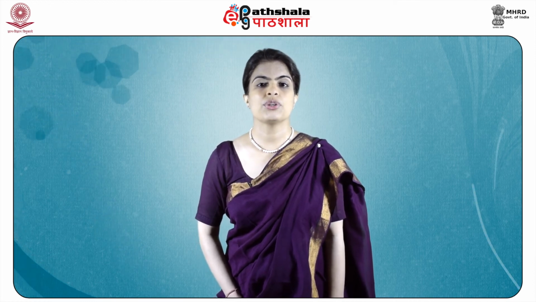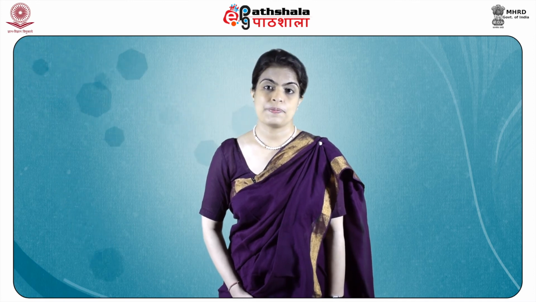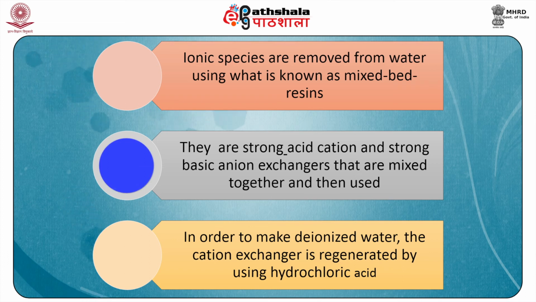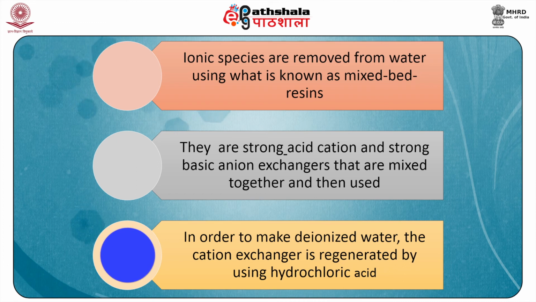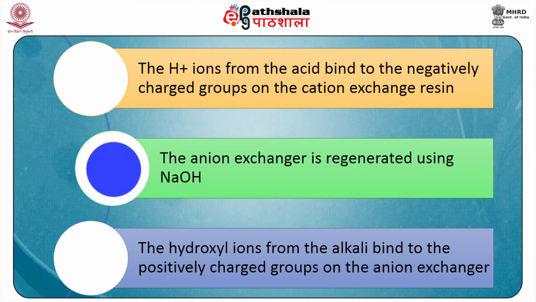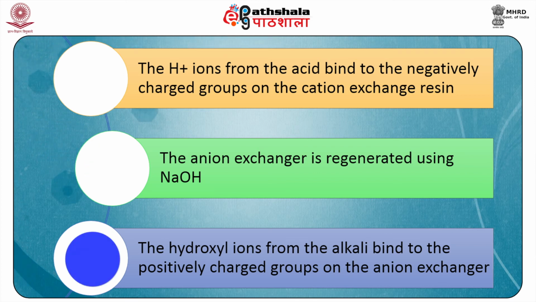Ion exchangers are commonly used also to prepare deionized water. Ionic species are removed from water using what is known as a mixed bed resin. They are strongly acidic cation and strongly basic anion exchangers that are mixed together and then used. In order to make deionized water, the cation exchanger is regenerated by using hydrochloric acid. The H+ ions from the acid bind to the negatively charged groups on the cation exchange resin. The anion exchanger is regenerated using sodium hydroxide. The hydroxyl ions from the alkali bind to the positively charged groups on the anion exchanger.